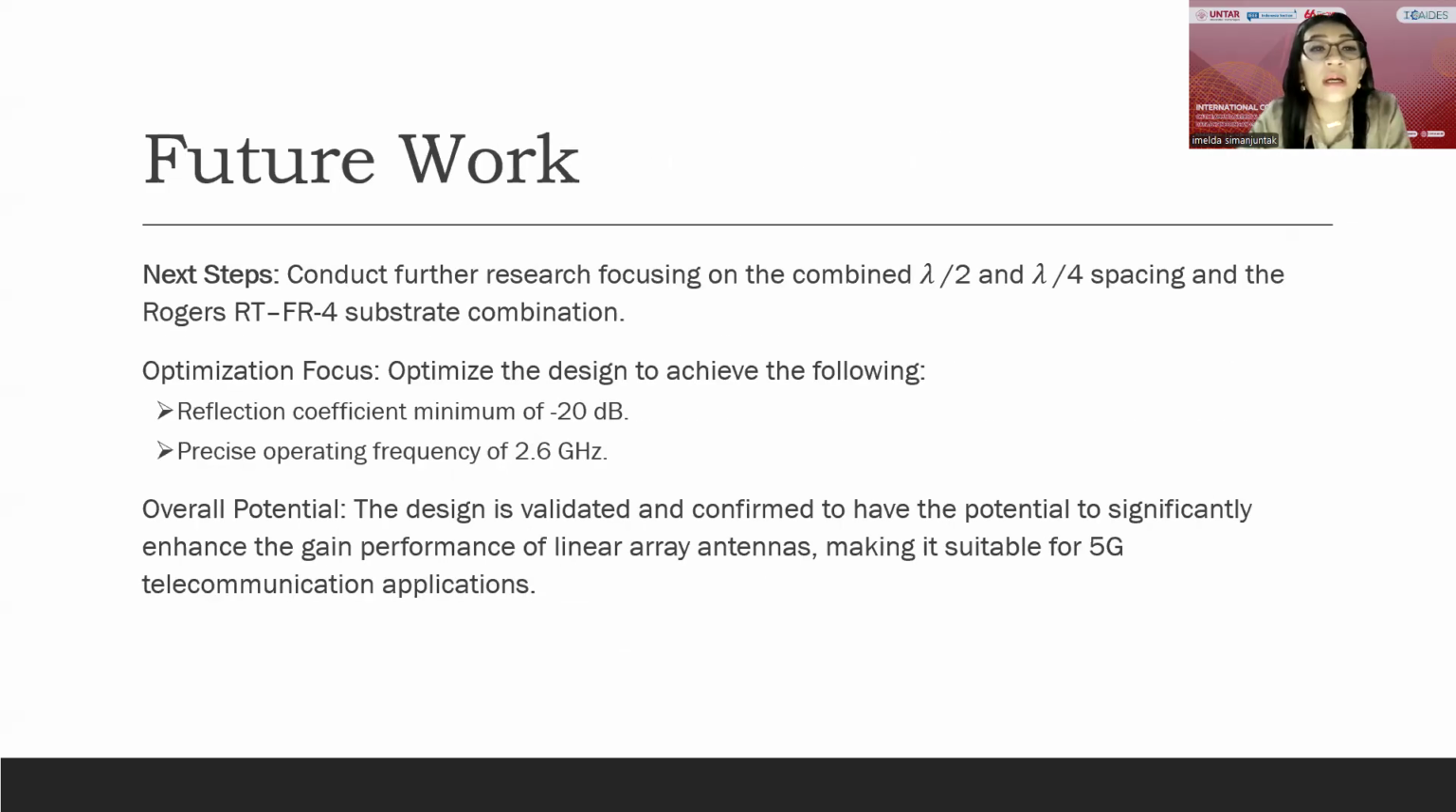For future work, we need to conduct further research on the combined lambda divided by 2 and lambda divided by 4 spacing for the Rogers and FR4 substrate combination, focusing on a reflection coefficient below minus 20 decibel and precise operating frequency. Overall, the design is validated and confirmed to have the potential to significantly enhance the gain performance of linear array antennas for 5G telecommunication applications.